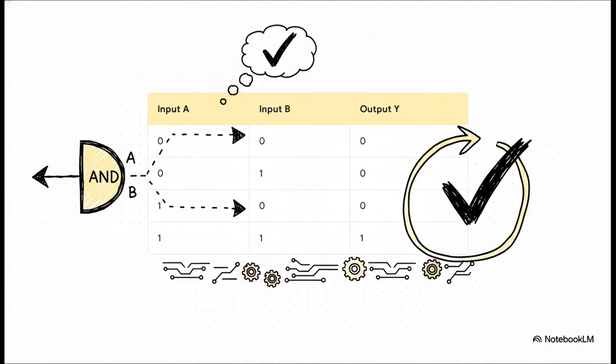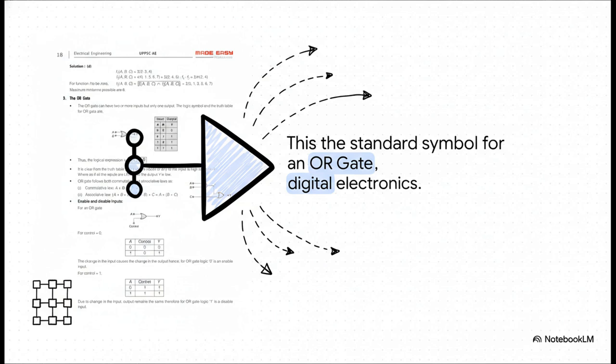And this little chart here, this truth table, shows it perfectly. Just look. The only time the output Y is 1 is when both input A and input B are 1. Any other combination, you get a 0. It just proves the rule we just talked about. Simple, no? Okay, moving on.